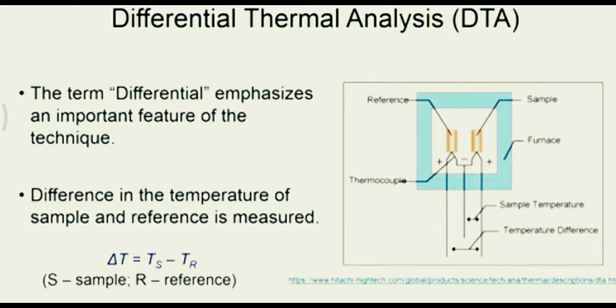Here it shows the diagram or the structure of this technique in which both the reference and the sample are kept in a single cell and a furnace. Here a thermocouple is used to measure the temperature. Here we see that as we increase the temperature of the furnace, we note the temperature of the sample and the reference, and then we try to find the difference between them, that is delta T.